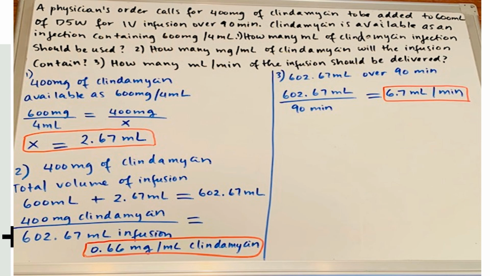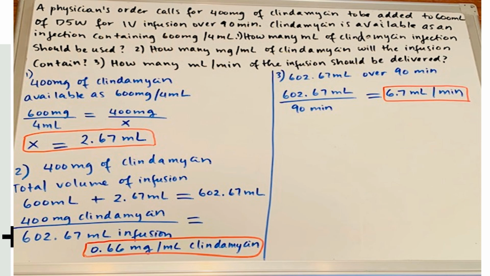So what are we given? So we know that 400 milligrams of clindamycin is going to be added to the 600 ml of the D5W. But the clindamycin is available as an injection of 600 milligrams per 4 ml. So if clindamycin is available as 600 milligrams per 4 ml, we can use ratio and proportion here. So 600 milligrams over 4 ml, then 400 milligrams is X. So we'll do X equals 4 times 400 divided by 600. So then the milliliters of clindamycin is 2.67 ml.